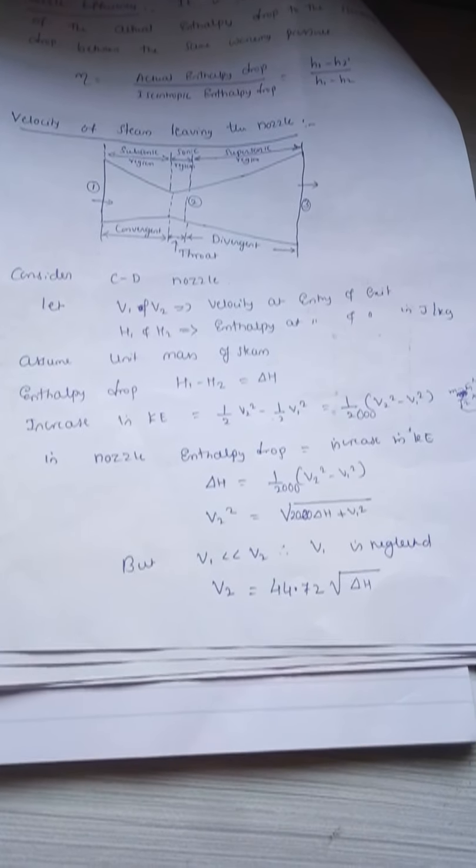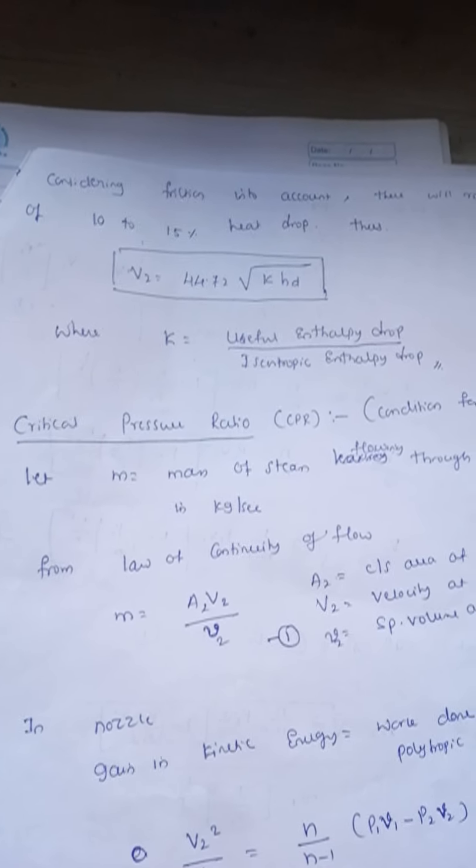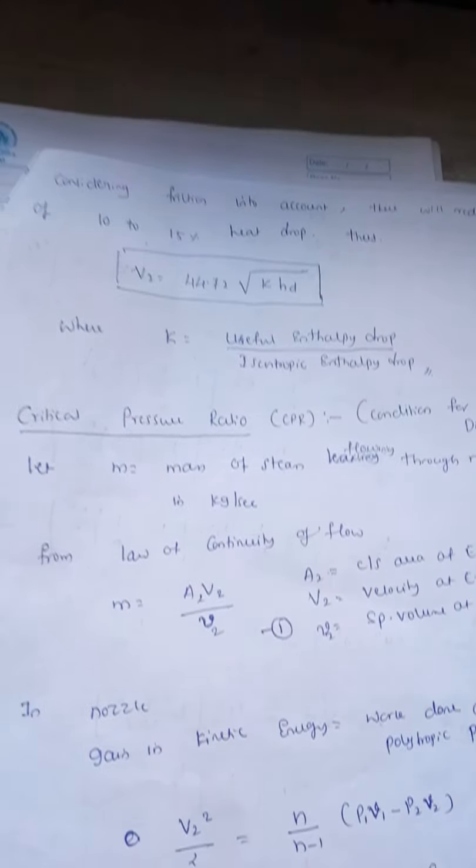Here we have not considered any friction. Considering friction into account, there will be a reduction of 10 to 15% in the heat drop. Thus V2 becomes 44.72 root K into HD. Whatever K is given in the problem, you need to consider it and calculate the exit velocity. What is K here? Useful enthalpy drop to the isentropic enthalpy drop. Due to friction we are considering this.